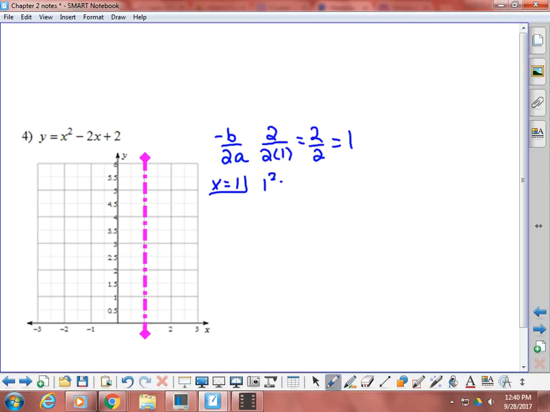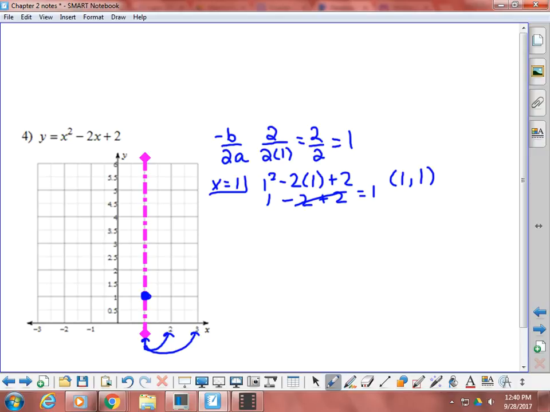So I get 1 squared minus 2 times 1 plus 2. Well, 1 squared is 1 minus 2 plus 2. Those are going to add up to 0. So I get 1. So this is the ordered pair, 1, 1. That's my vertex. Over 1, up 1. So now I want my point to the right. So here's my vertex. Here is 1 point to the right. There's my next point to the right.